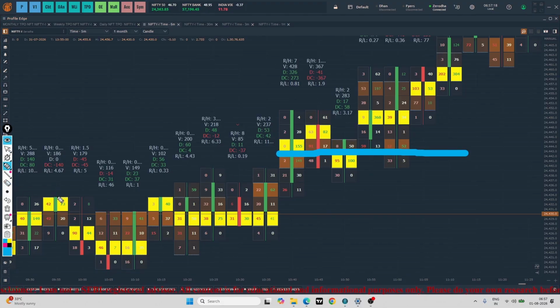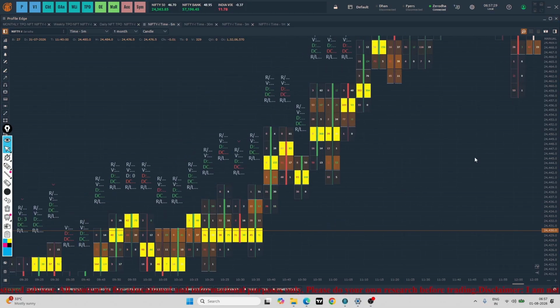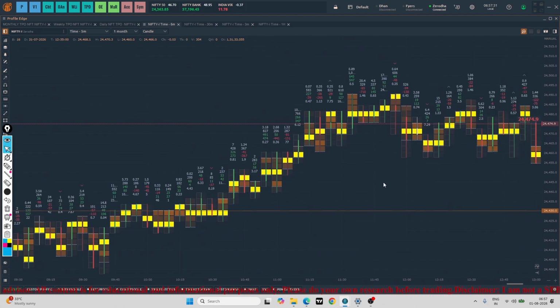I have taken the trade exactly in this place here. I waited a long time because it took almost 15 to 20 minutes from here to here, reaching the level. Here actually I have taken the real trade, like here it is. I waited here and I got exited somewhere here.